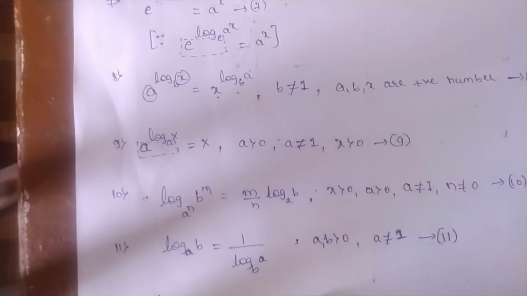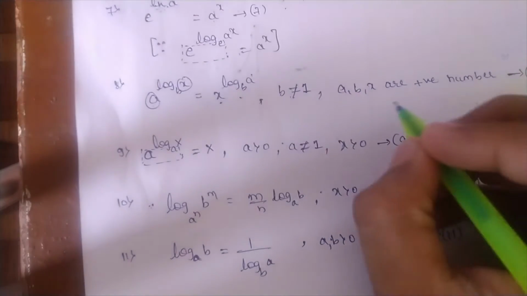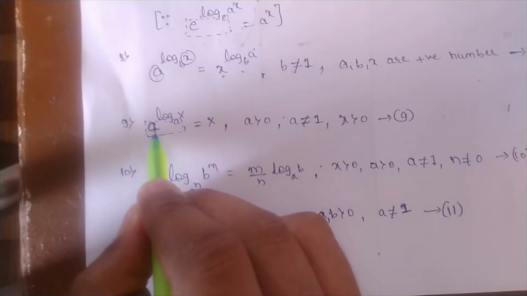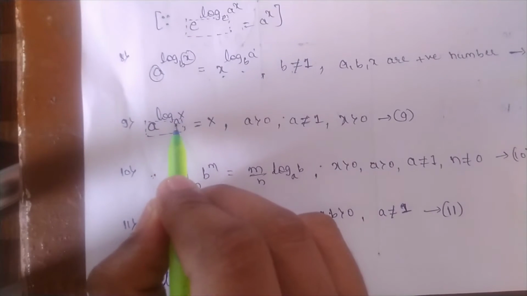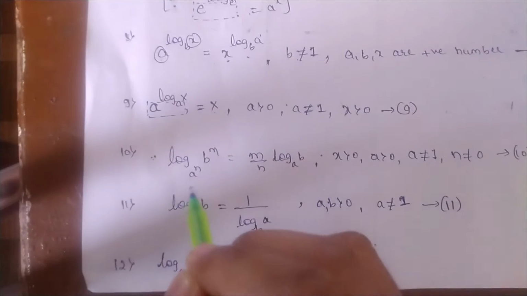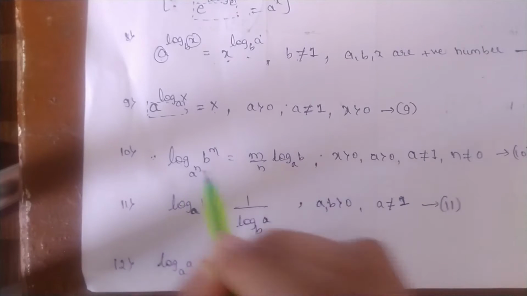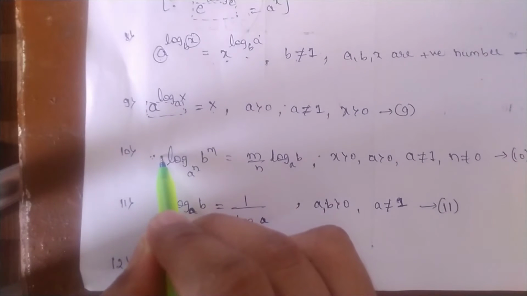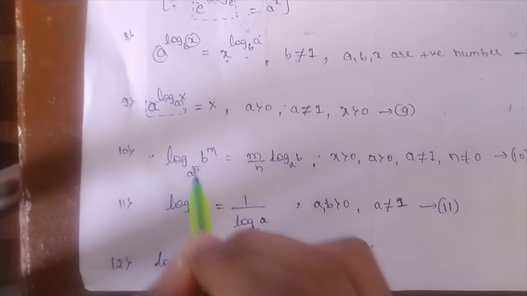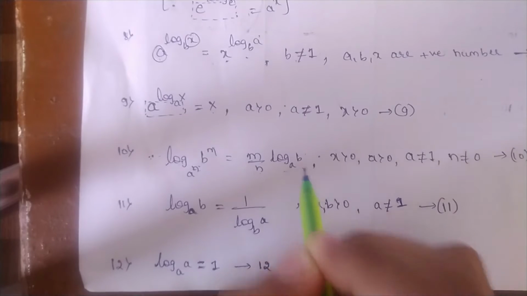Where b is not equal to 1, and all the numbers are positive numbers. Now take this a power log x base a. The bases are same, so it is equal to x. This one, log b power m base a power n equals to, this m will come this side, and by the power property, this n will come downside, so m by n log b to the base a.